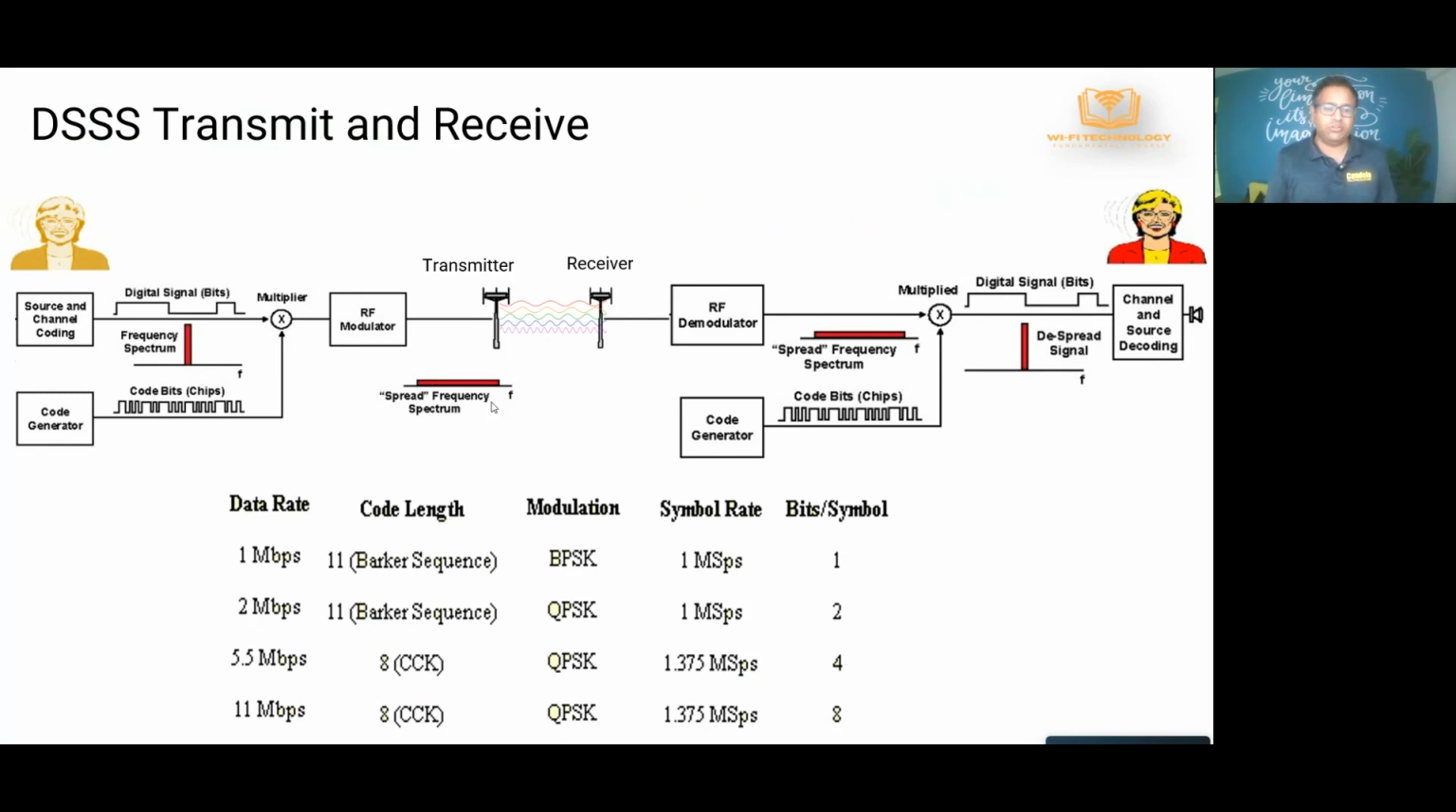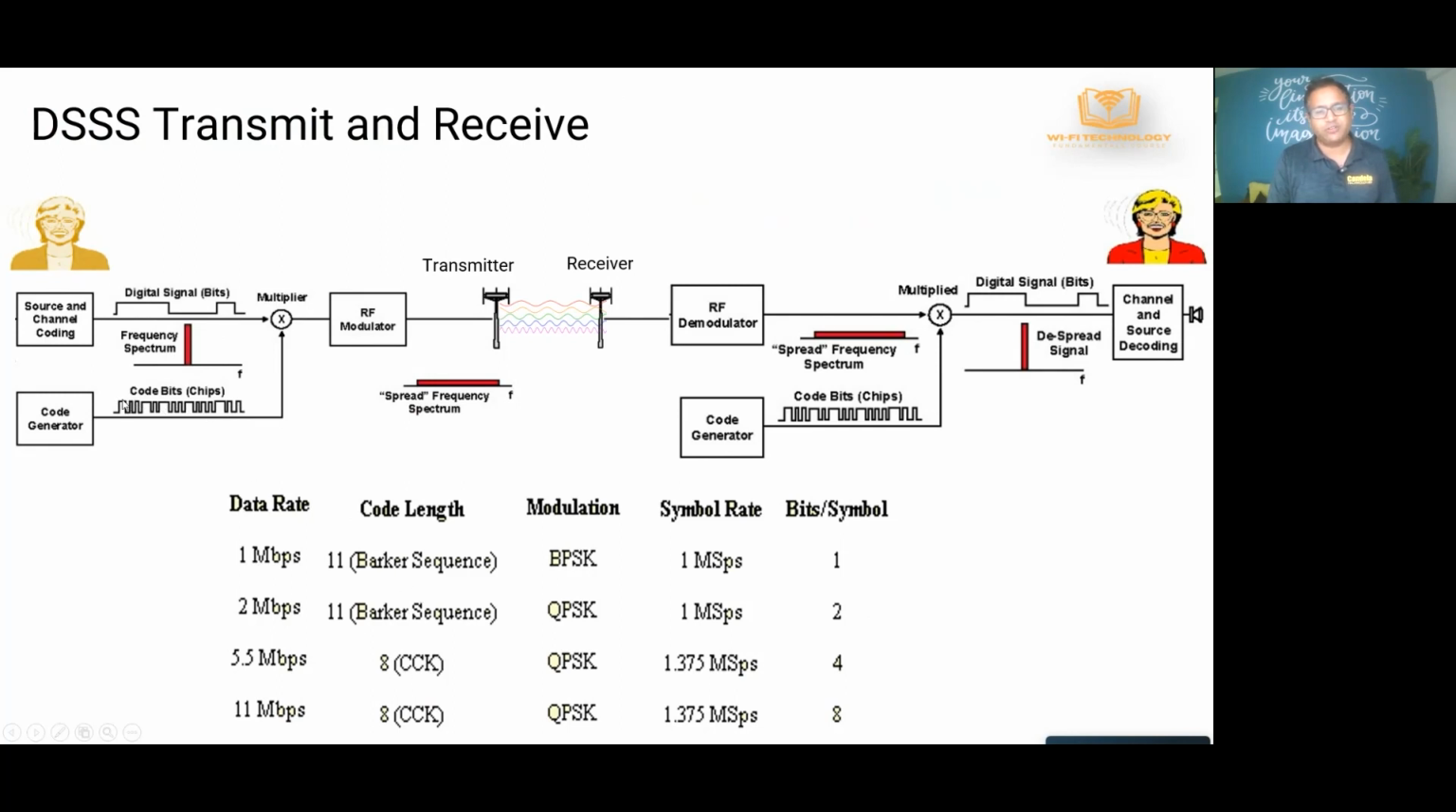Now, to achieve the different data rates, some of you might have heard in the .11 standard 1 Mbps, 2 Mbps, 5.5, 11 Mbps. They use different code lengths. You see this one is called chips or code bits. By using different lengths of codes, you can actually get different data rates.